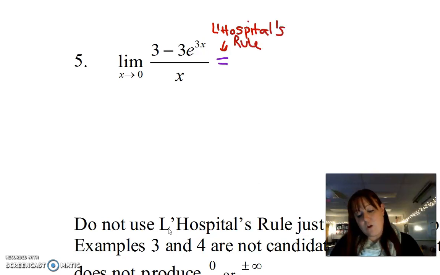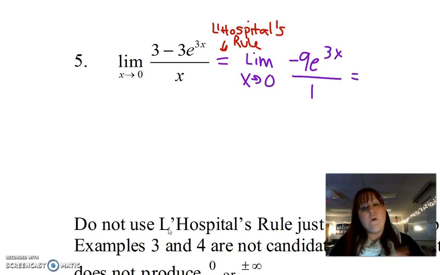Okay, so by L'Hopital's rule, I know that this limit is equal to the limit as x approaches 0 of the derivative of the top, which is negative 9 e to the 3x, because I used the chain rule, over 1. What is this limit? Well, again, we try direct substitution. We put 0 in, and we get negative 9 times 1 over 1, which is negative 9.